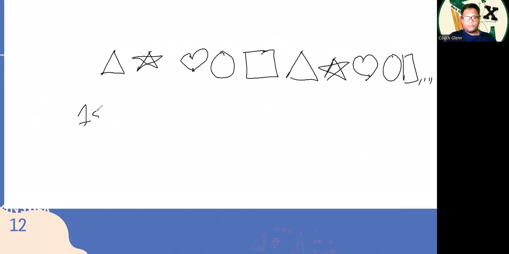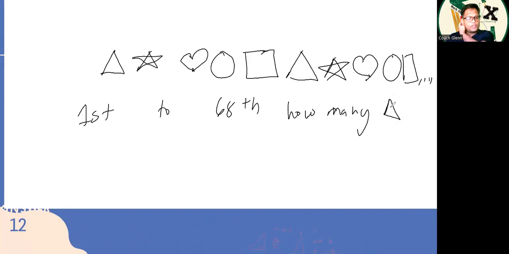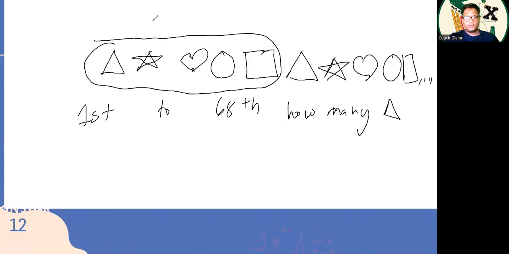Okay, from first to 68, how many triangles? Okay, so the first thing that we can do is figure out the pattern. So the observable pattern is this one, okay? So this is our pattern. So that's 5 figures per pattern. Okay, so we have 5 figures per pattern.